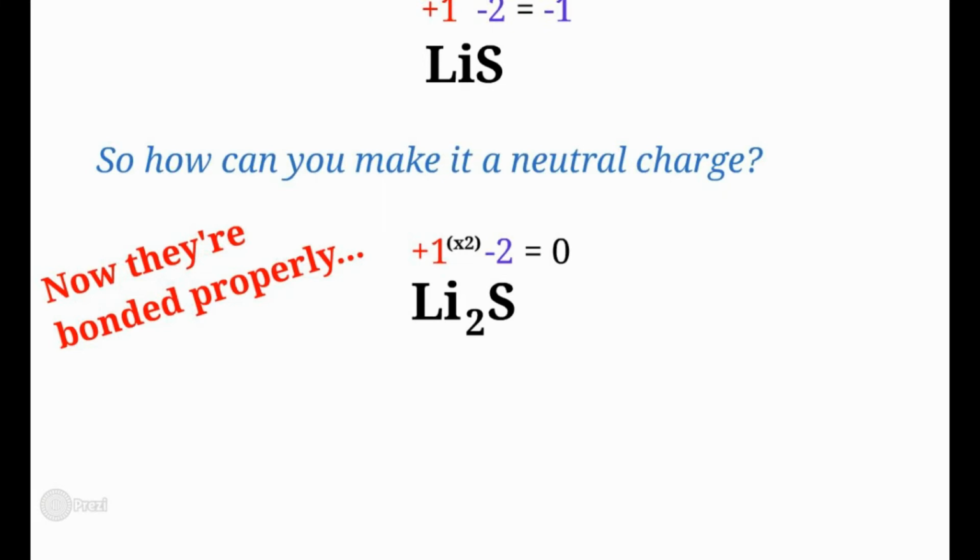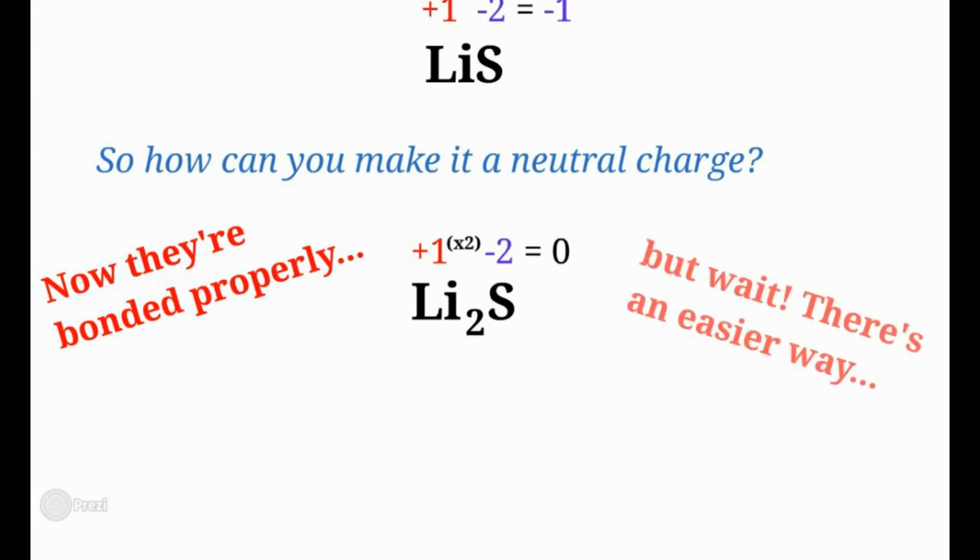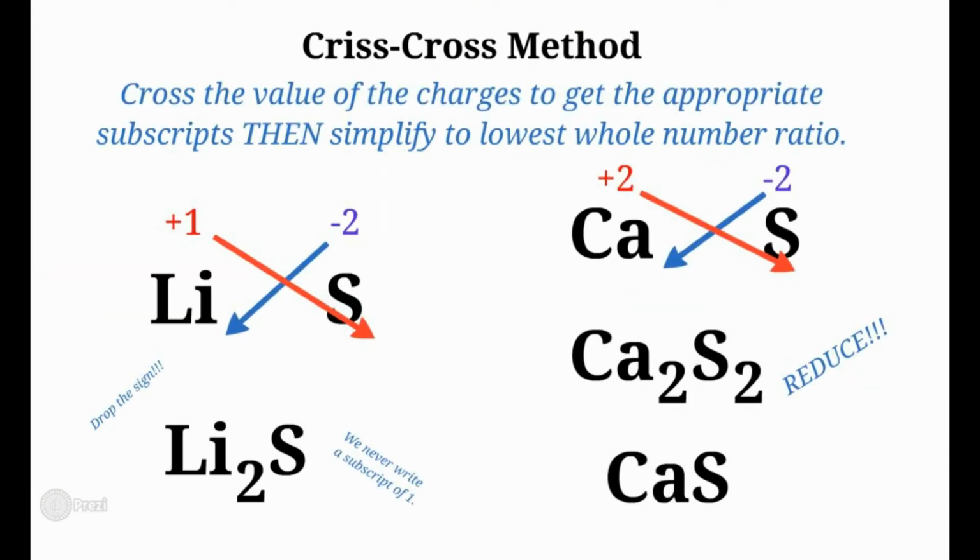Right. That's why that's a 2 down here. Okay. And so there's actually an easier way of doing this. A way that this will always work, and this only works with ionic compounds. It does not work with covalent. So all we're doing for the next 6 days is ionic.